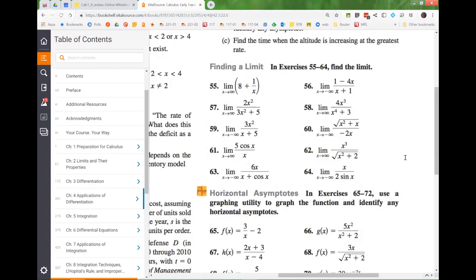How about number 60? Let me grab that one, and we'll do that in the other window.